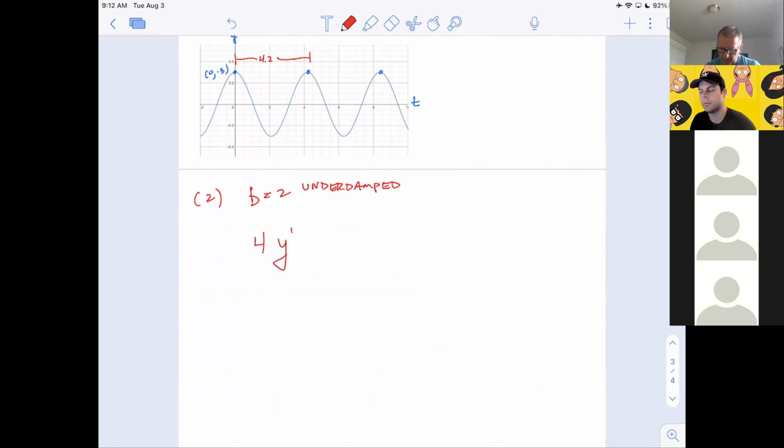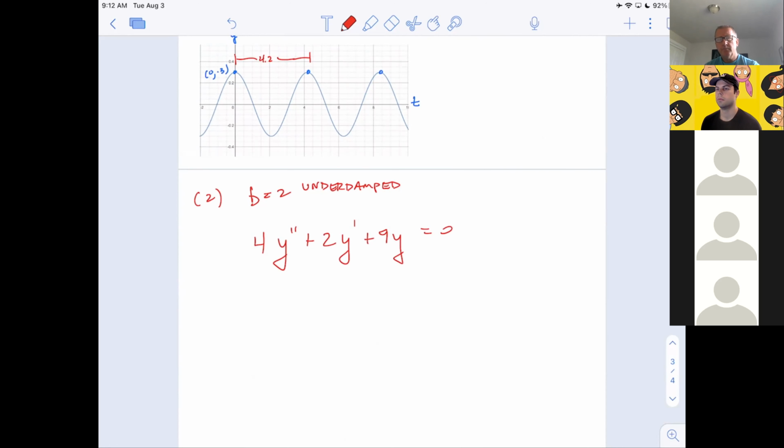In other words, it's 4y double prime, but this time plus 2y prime, and it's still plus 9y, and it's still equal to 0 because we're looking at free mechanical vibrations, no exterior forces, no gravity, right? Nothing else pulling on this. And that's why, again, the spring is sideways because it's not hanging down. The M and the K can be different numbers, right? Oh, yeah, the 4 and the 9.